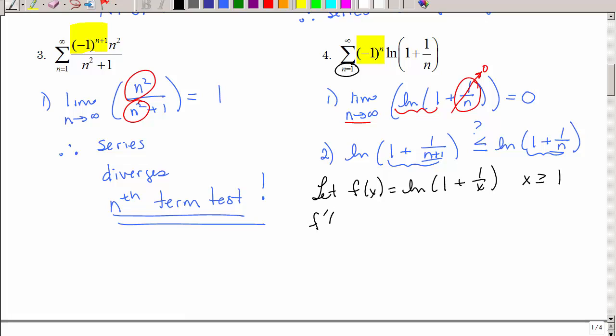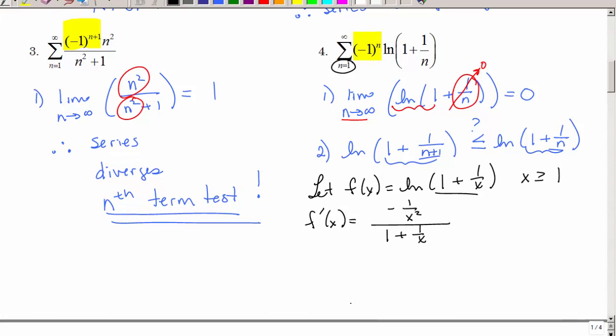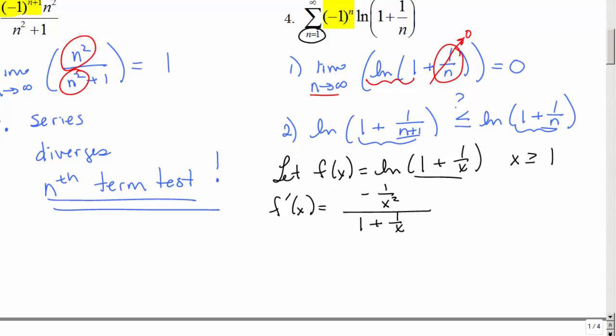And then I'm going to take the derivative of that function. Since it's the natural log, this goes on the bottom, and then the derivative of that goes on the top, which would be negative 1 over x squared. Let's see if I can clean that up. What if I multiply the top and bottom by x squared, just to get rid of those fractions? So I'd have negative 1. If I distribute, I'd have x squared plus x.